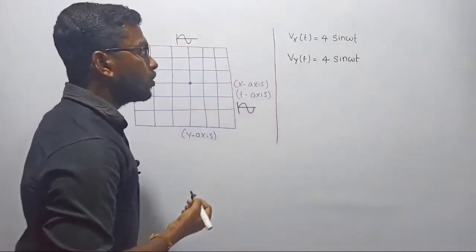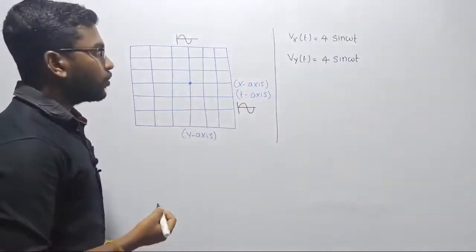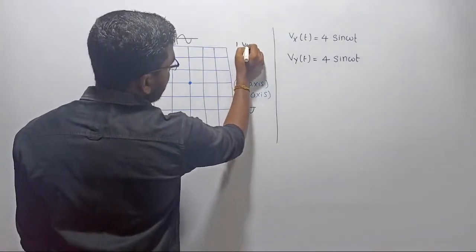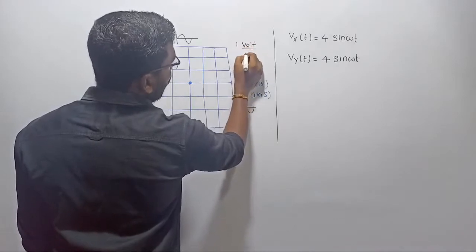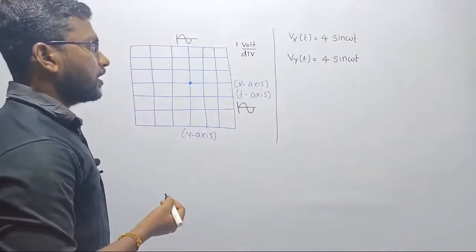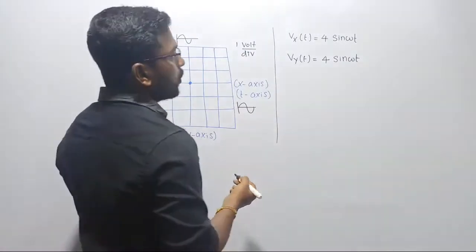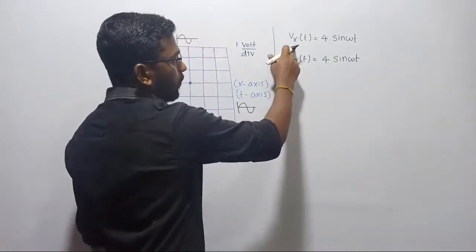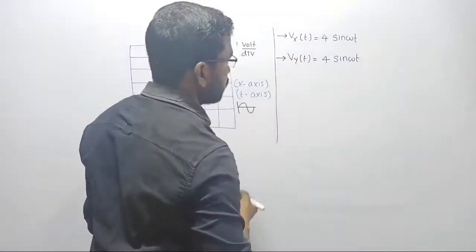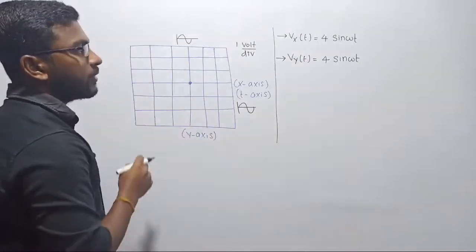Now I would like to know the values that are going to be displayed on this screen. Here let us assume we are considering 1 volt per division. That is what I am going to do now. So let us continue our journey with this. Okay, now we know the applied voltage in the x-axis, and we also know the applied voltage in the y-axis. Now let us see what type of pattern is going to be displayed on this screen.